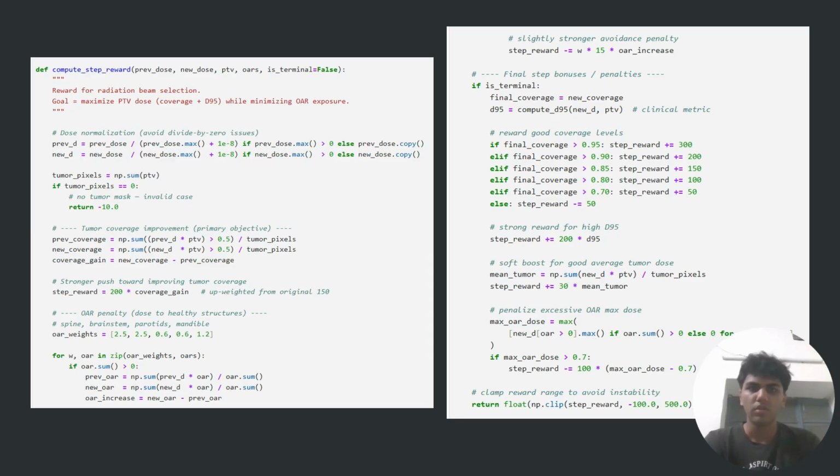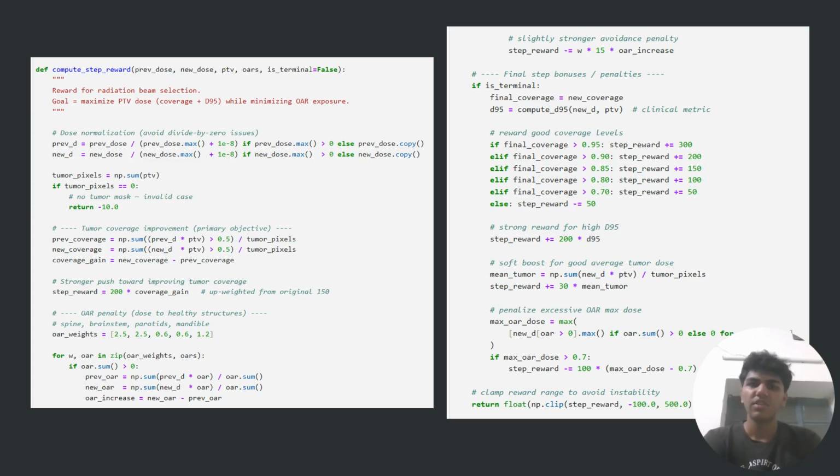Now, moving on to the code. This code defines the stepwise reward the agent receives after selecting each beam. The high-level objective is to maximize tumor coverage while minimizing dose to surrounding healthy organs, and do so in a way that's clinically meaningful. We start by normalizing doses to avoid numerical instability and extract the tumor region, since all coverage calculations are relative to PTV voxels. If for some reason there is no PTV mask detected, which would signal corrupted data, we immediately return a negative reward to discourage invalid states.